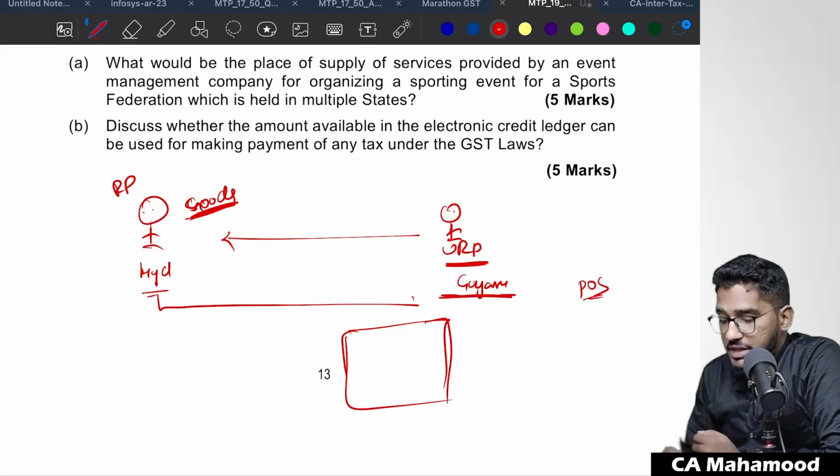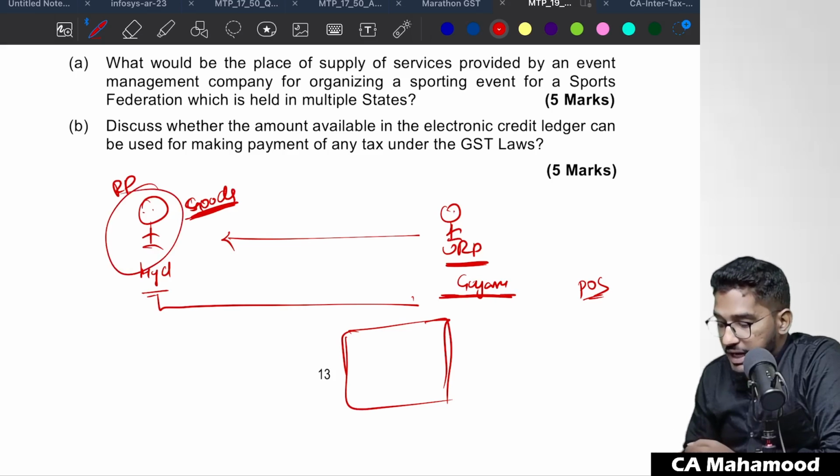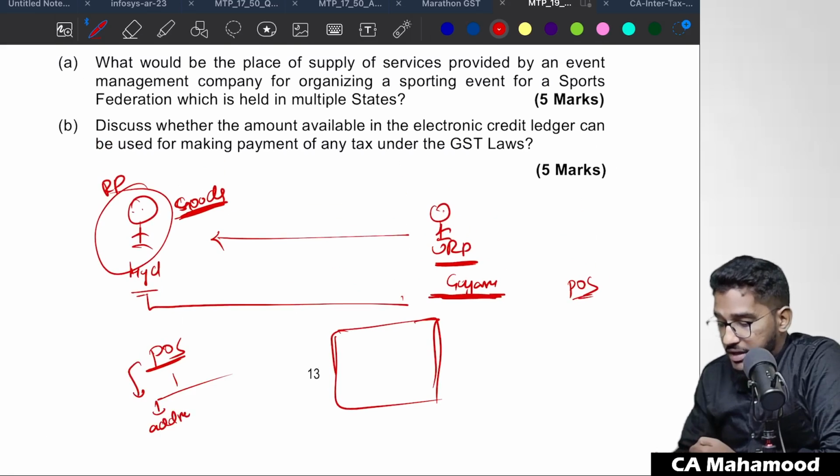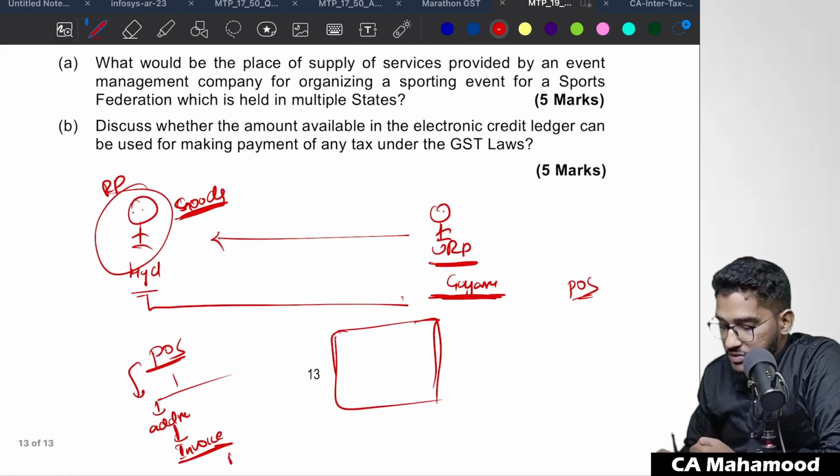Now, for this kind of transaction, what will be the place of supply? If an unregistered person is coming to a registered person and buying the goods, how to determine the place of supply? Regarding this, one amendment is there. The amendment has said that in such cases, if the address of the recipient is recorded in the invoice, then the place of supply will be the location of that recipient.